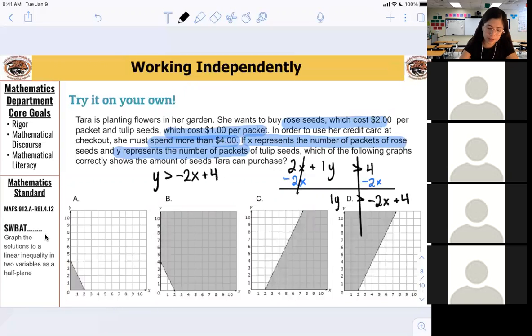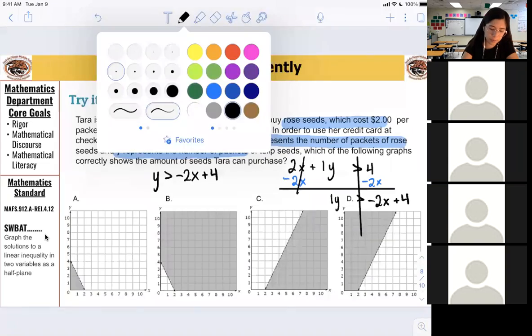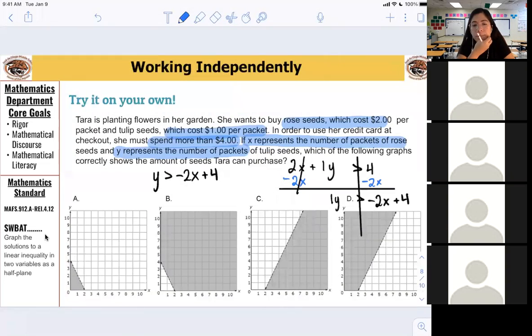So what do I know about this graph? Now that I have it in slope-intercept form, what do I know? That the slope is negative 2 and the y-intercept is 4. The slope is negative 2, the y-intercept is 4. And what other piece of information since I have an inequality?